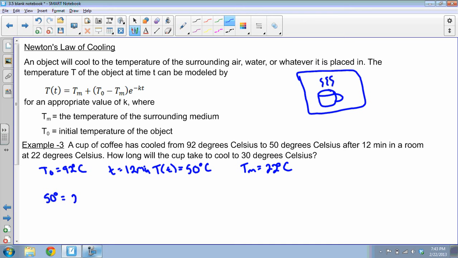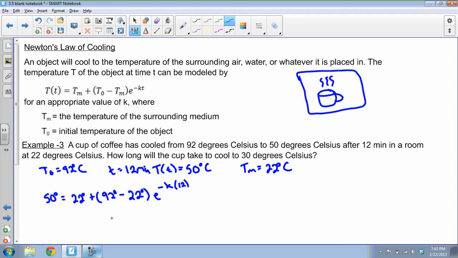T of M is 22. T of 0 is 92. T of t minus T of M is 22 times e to the negative... We're trying to find k. And this is taking 12 minutes.